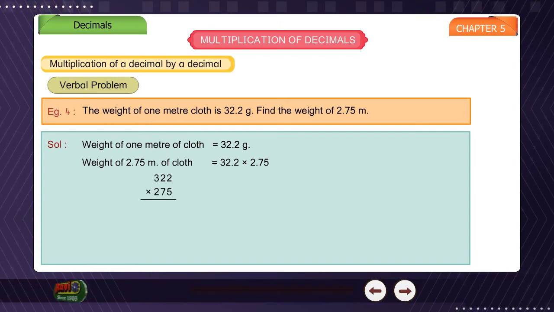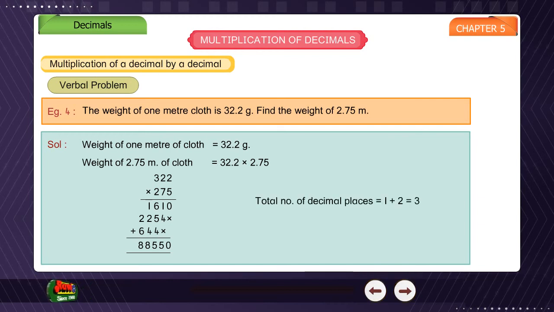322 into 275 is equal to 88,550. Total number of decimal places is equal to 1 plus 2, which is 3. So 32.2 into 2.75 is equal to 88.550 grams.